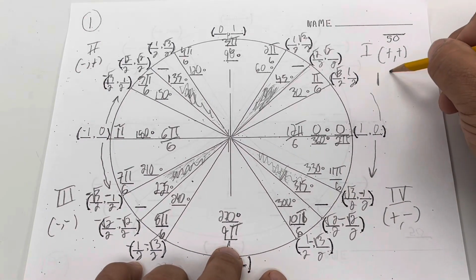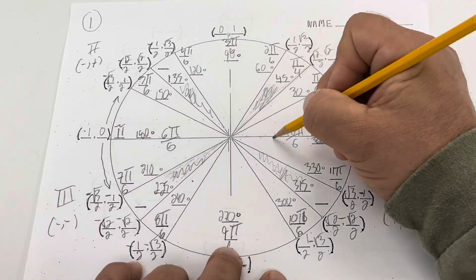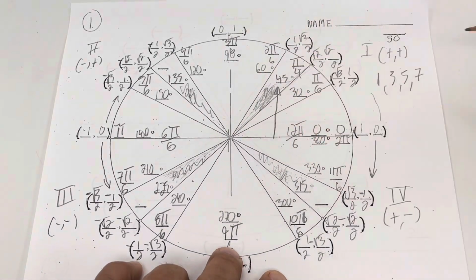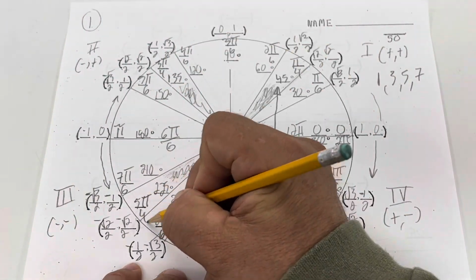Somebody told me once use 1357 for the remaining answers. So I'm going to go 1 pi over 4. That 4 from the 45 reminds me that that's pi over 4. 1 pi over 4, 3 pi over 4, 5 pi over 4, 7 pi over 4.